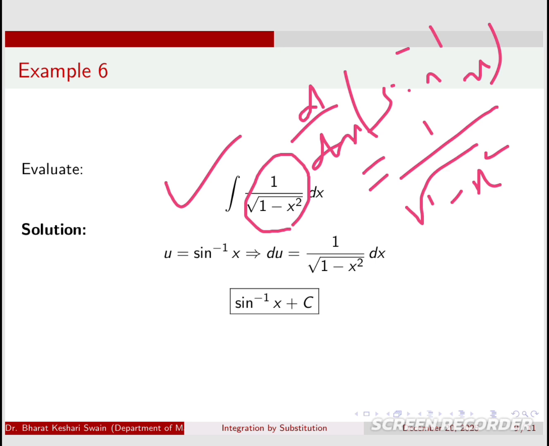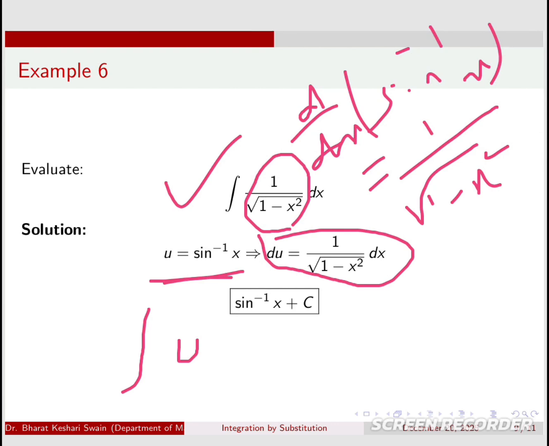Therefore, if I put u equal to sine inverse x here, then your du will be 1 over root of 1 minus x square into dx. And if I put this in the integral, then the integration will be u, because u equals sine inverse x, is it not?